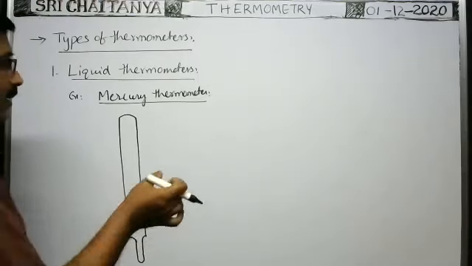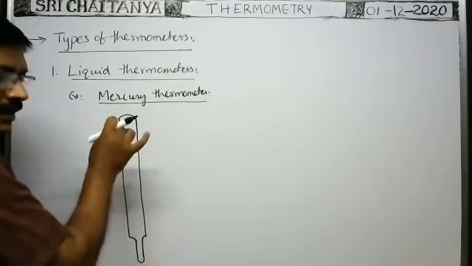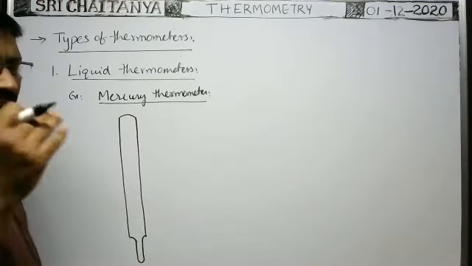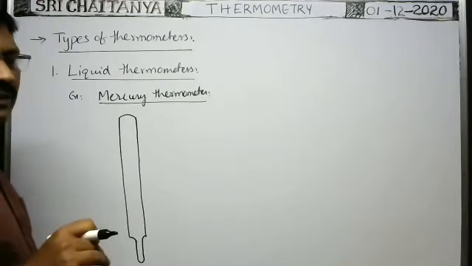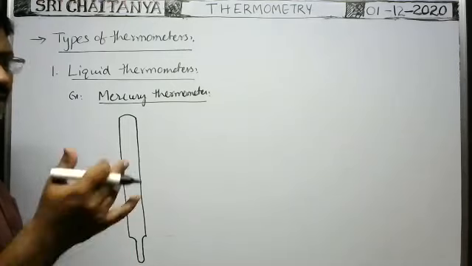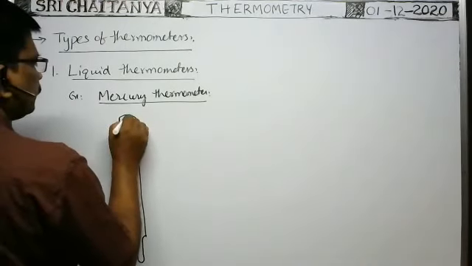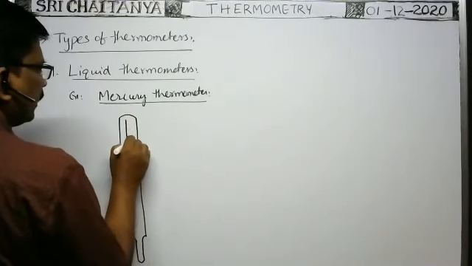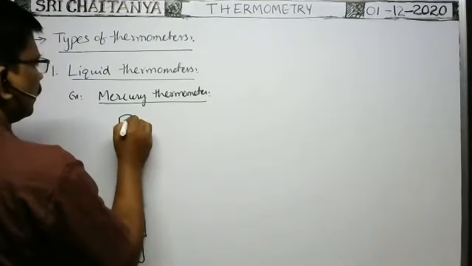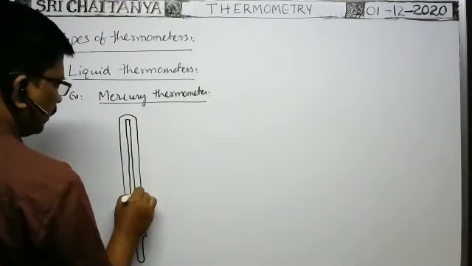That means the radius or diameter of the bore made in the glass rod of the mercury thermometer is more than 1 millimeter. So here capillary action can be neglected. In such a way, the bore is made along the length of the thermometer glass rod. Capillary action is negligible.